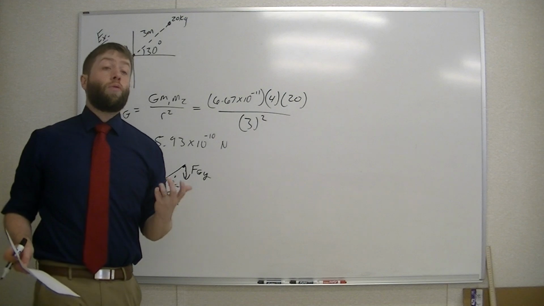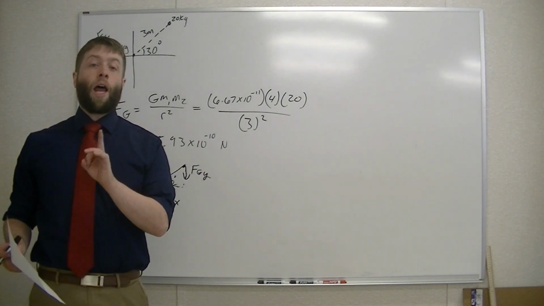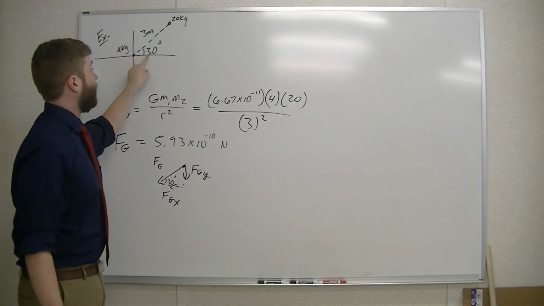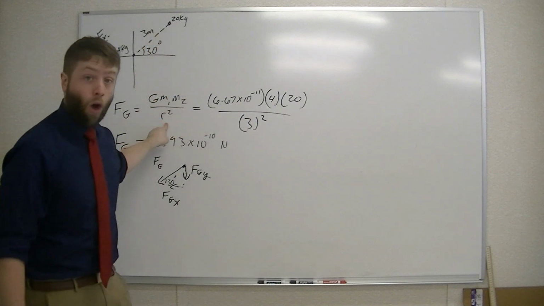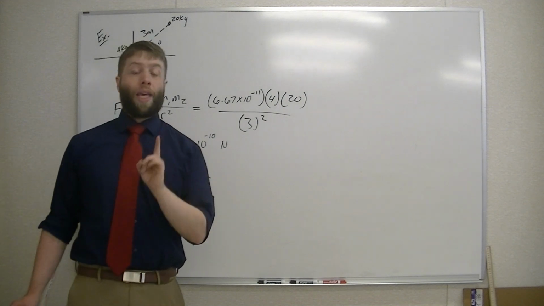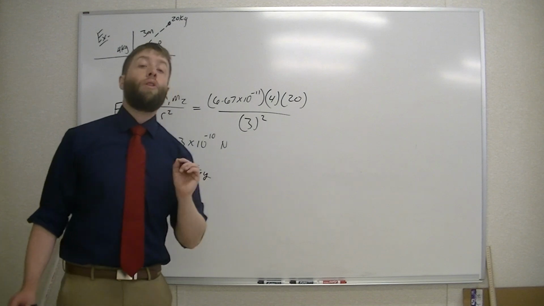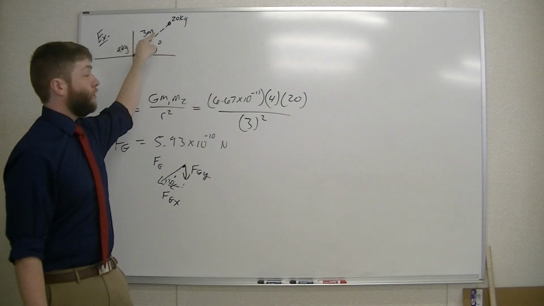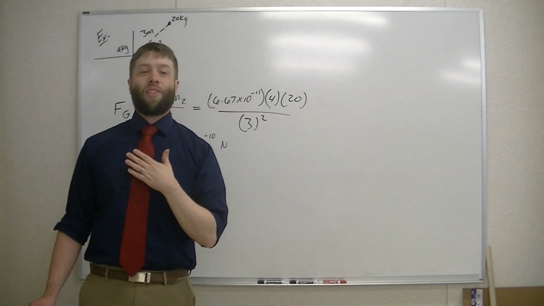So what we need to do is we need to actually break this guy into components. Here's the mistake that a lot of students make. A lot of students say, oh, I'm just going to break the 3 meters down into an x and a y, and I'll use that in my r when I'm calculating the force of gravity along x and y. You can't do that. The vectors do not behave like that. You need to calculate the force of gravity first, using the distance of 3 meters, and then break it down into components. That's the mistake I always make.